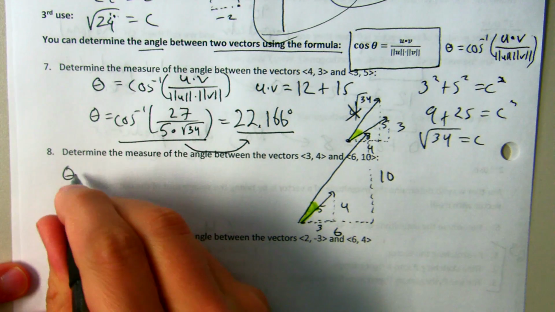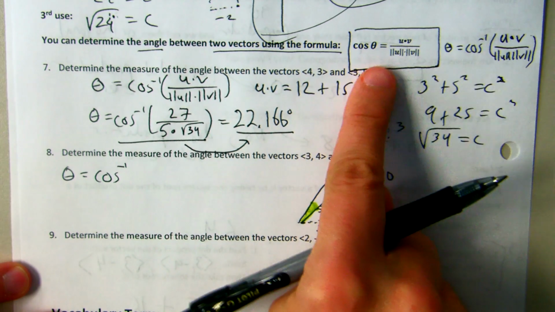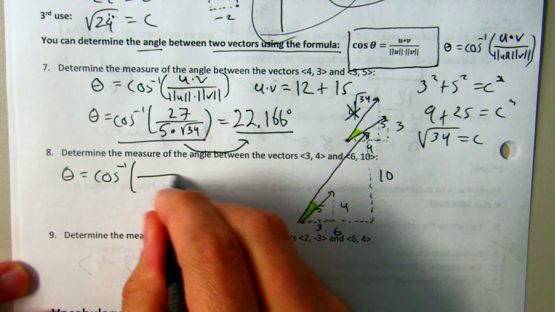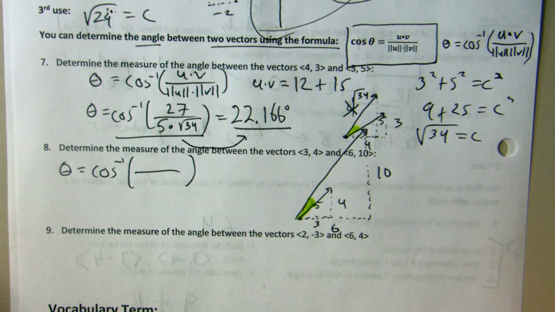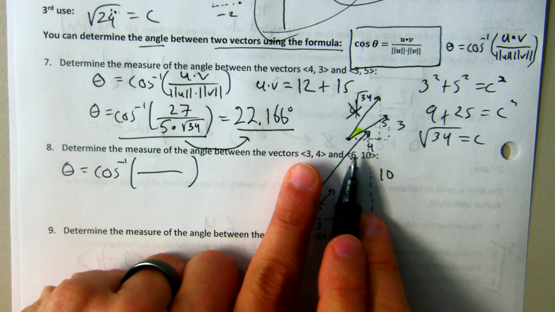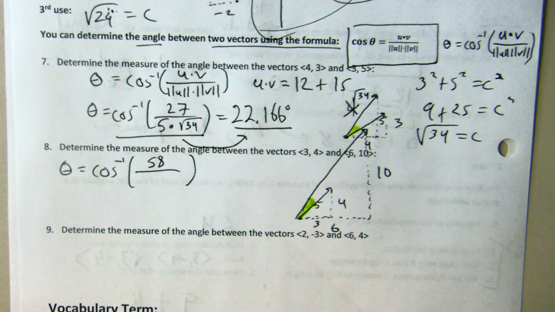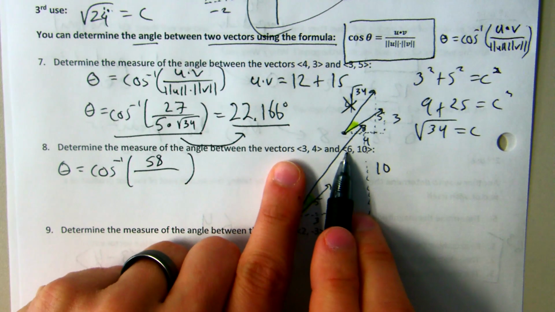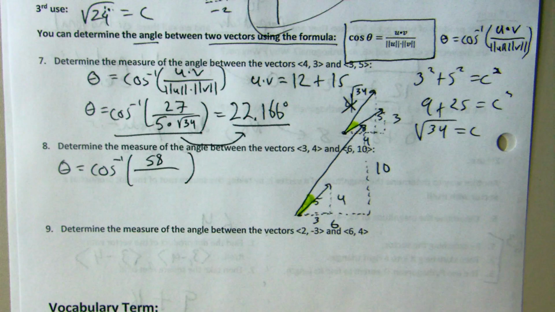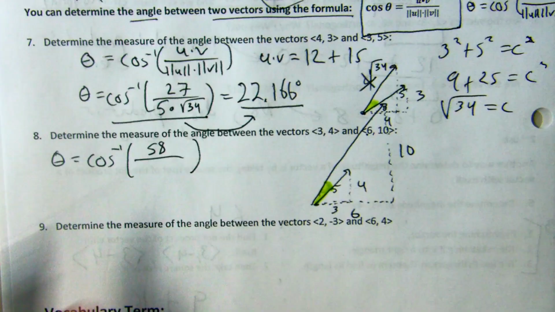So you can know the formula. Either this or this. Sometimes it's better to start with that. Plug in the dot product. So the dot product would be 18 plus 40. That's the horizontal components multiplied together plus the vertical components multiplied together. With a little bit of practice, you don't even need to write it down usually.